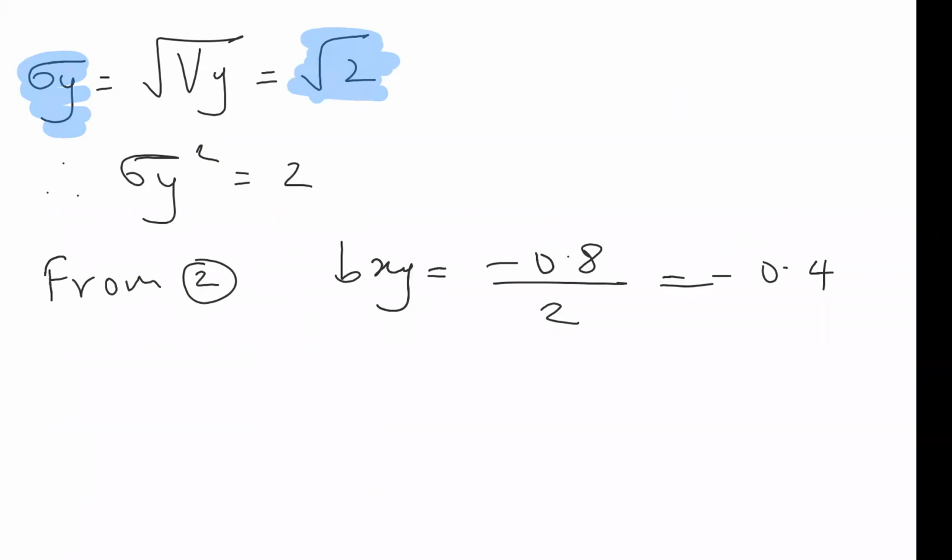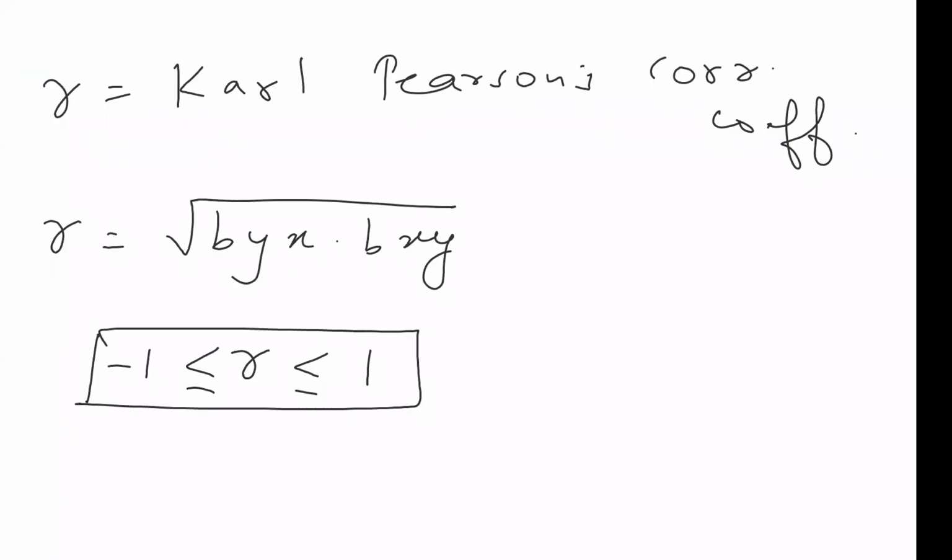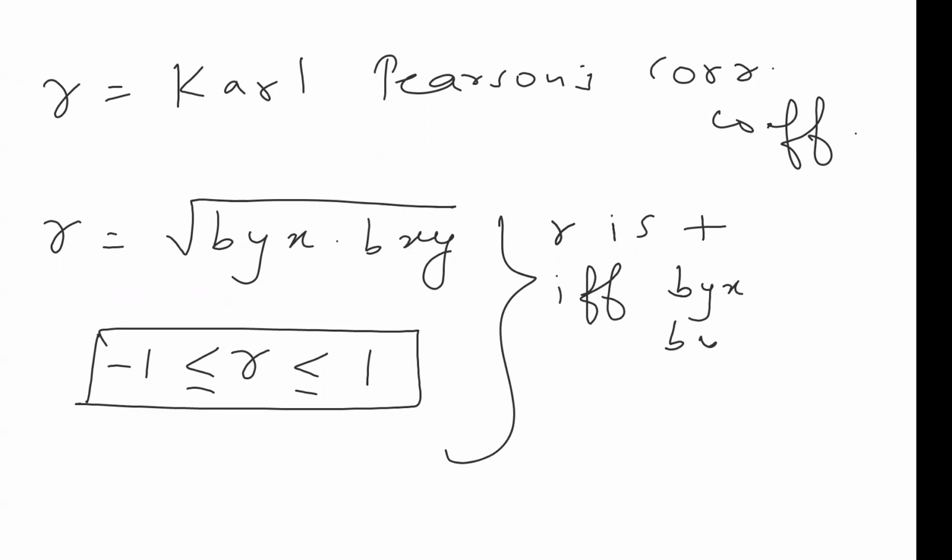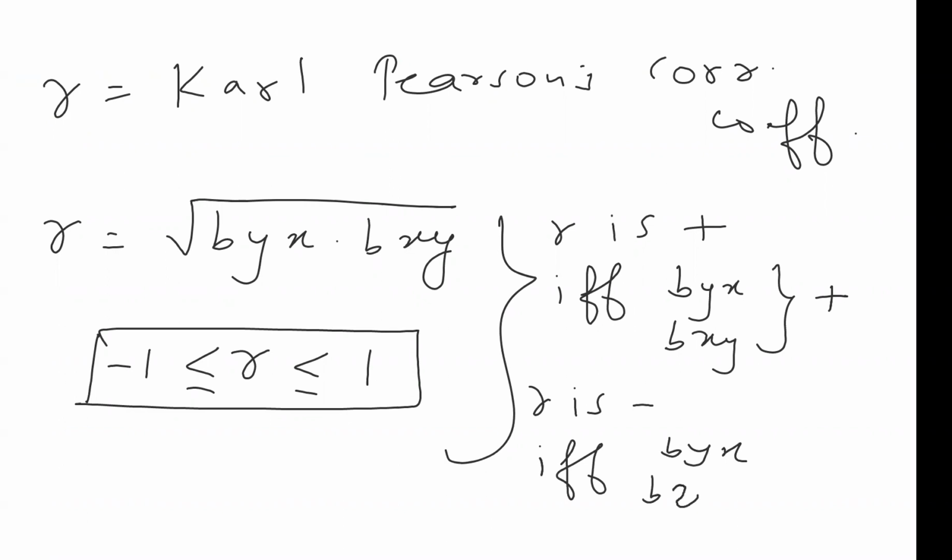Okay. Now the last part they are asking is r. Now before we calculate r, let me tell you something which is more important with regards to r. Okay. So here r is positive if and only if bxy, byx both are positive, and r is negative if and only if bxy, byx both are negative. So if both are negative, r is negative, final answer. And if both are positive, the final answer of r will be positive. I hope you are understanding this.